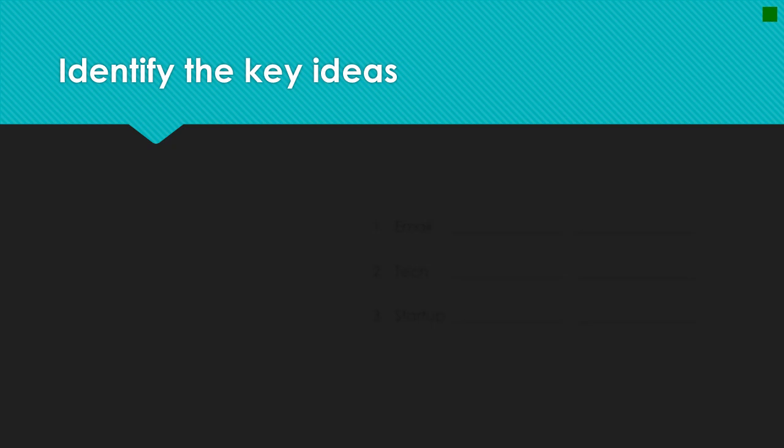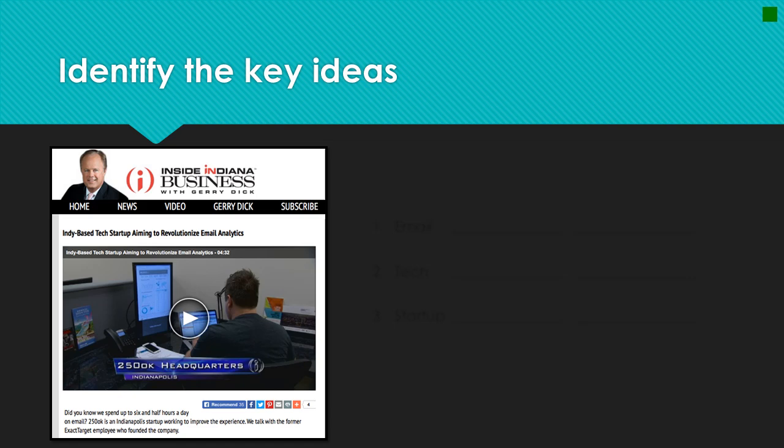Start by identifying your research question or your assigned topic. If your instructor hasn't assigned you a topic, you can get ideas from almost anywhere, like from the news or from class reading materials. For example, I recently heard about an Indianapolis tech startup called 250 OK on the Inside Indiana Business Radio show. Some of the terms I might use to find out more about this would be email, tech, and startups.